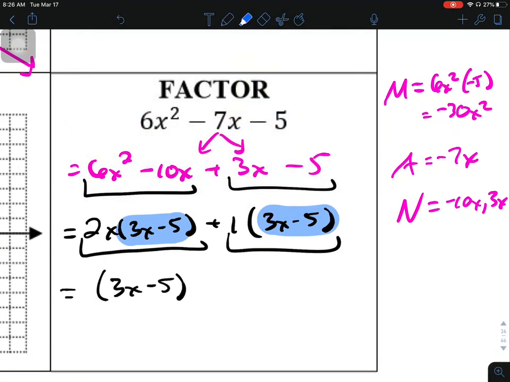What are we left with? We're left with 2x plus 1. That is fully factored, my friends.